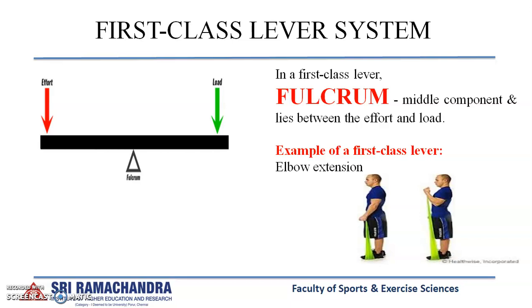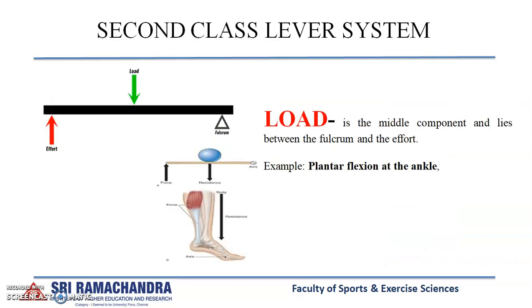When you look at the picture on the right hand side, an individual is extending his elbow from the flexed position. Here, it is a rare example for a first class lever system, which is elbow extension. Here, the triceps is the effort. So the extension is carried by the triceps muscle. Here, the elbow joint is acting as the fulcrum. Load is the weight of the arm. First class lever system increases both the effects of effort and the speed of the body.